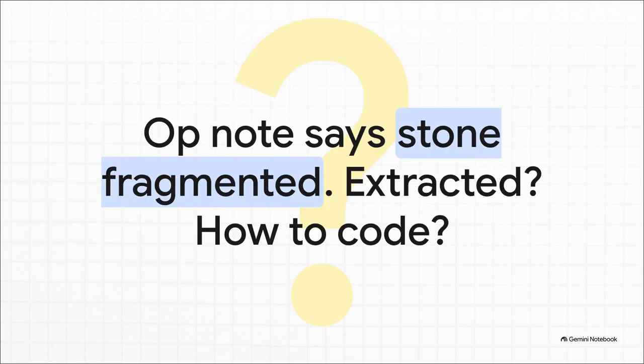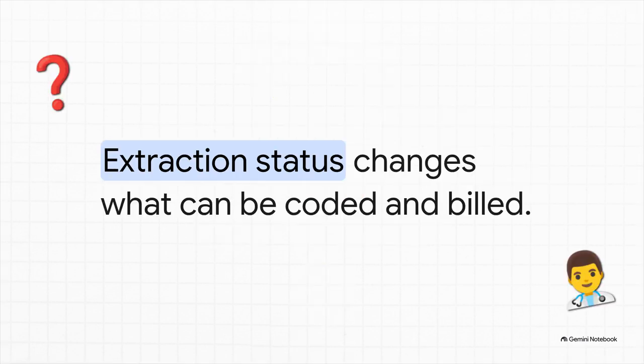Here's another quick knowledge check, and this highlights a massive pitfall coders face every single day. You're reading through an op note, and it says, stone fragmented with holmium laser. Awesome. But then, the note just ends. It never mentions if those fragments were actually retrieved with a stone basket. What do you do? The only right answer here is to query the physician. You cannot just assume extraction happened just because they broke the stone. If you add an extraction code without explicit documentation of retrieval, you're looking at a severe compliance risk. The rule of thumb, if it's not documented, it simply didn't happen.